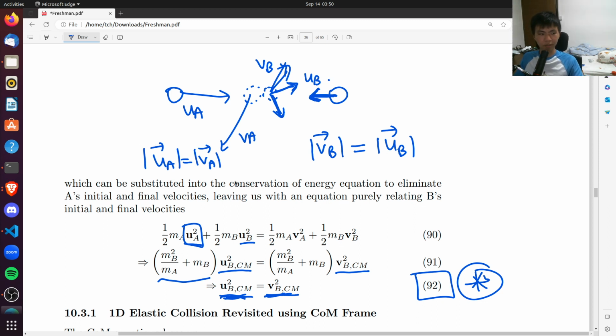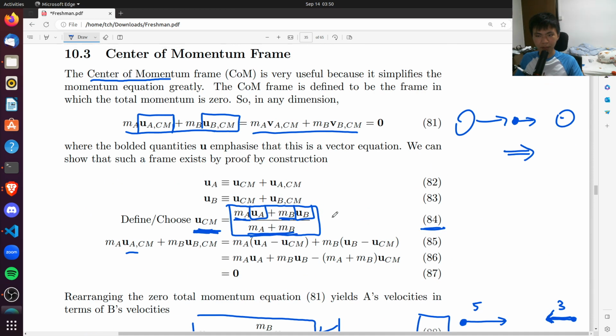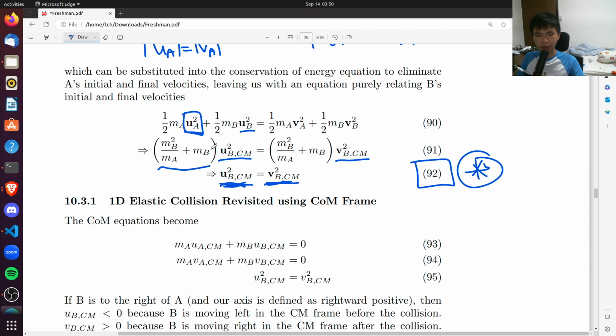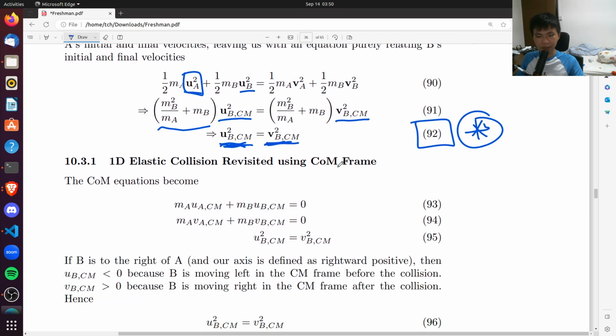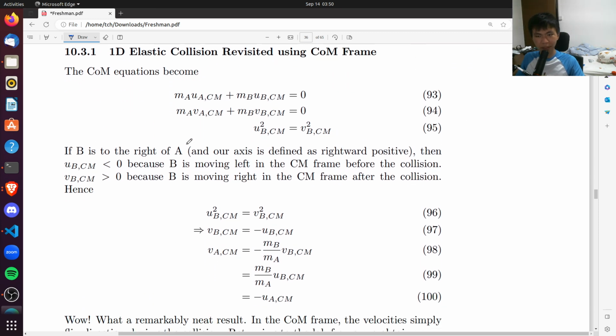So that is the remarkable thing about the center of momentum frame, that if you work through the conservation of momentum equation and the conservation of kinetic energy equation, you just get that the magnitude of the vectors remain the same. Okay, since this video is getting a bit long, I'm going to talk about the next section in the next video.